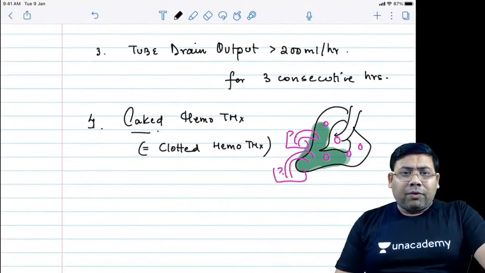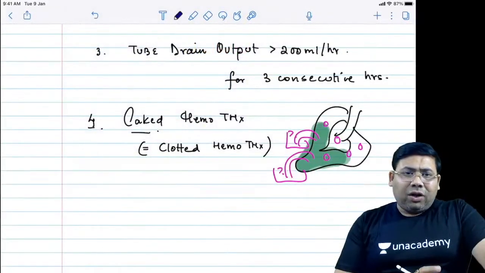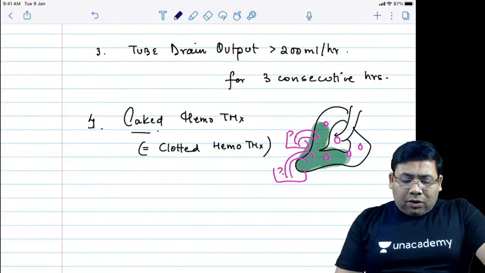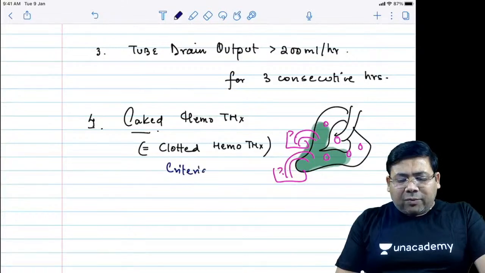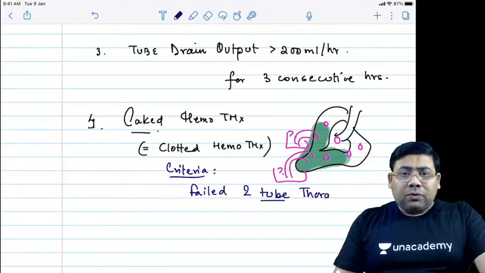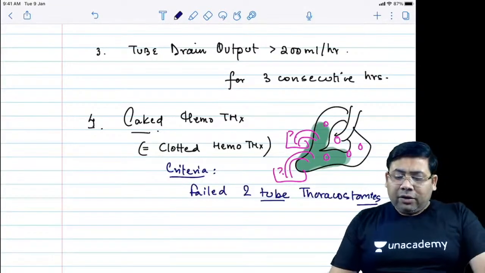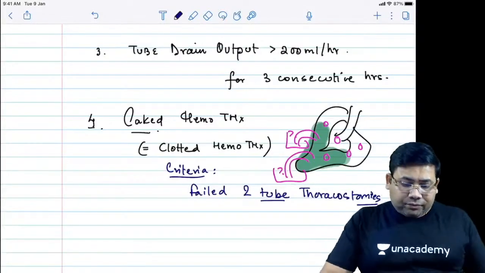Point number 1. Point number 2. The next very important point that we all have to understand is what is the criteria for clotted hemothorax or a caked hemothorax? Criteria is failed 2 tube thoracostomies. Are you getting this? So failed 2 tube thoracostomies. This is very important.